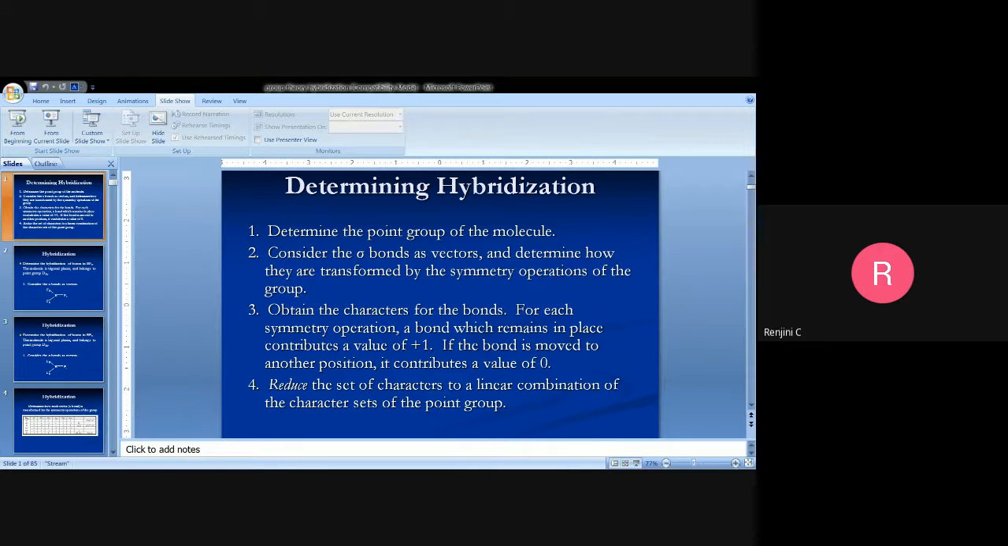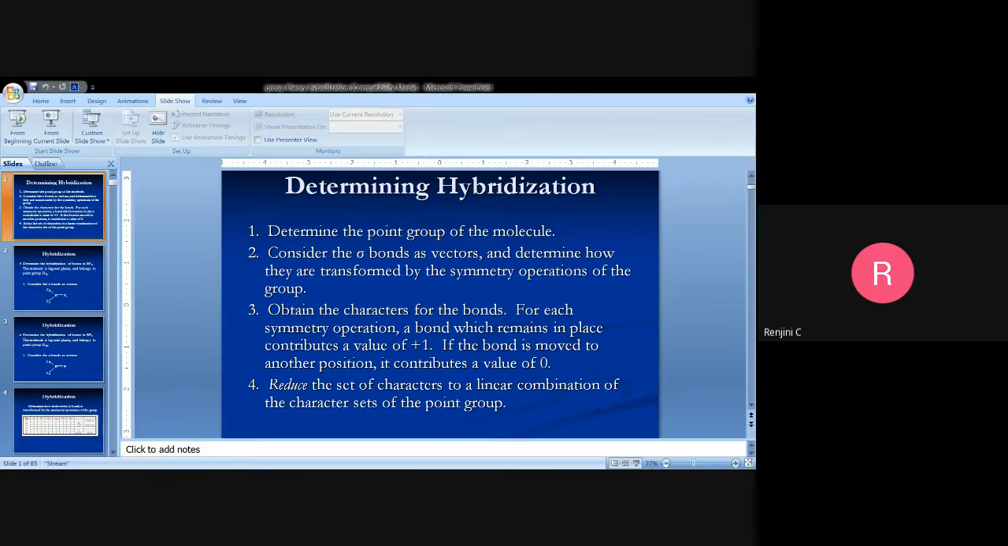Today, we are going to study how to determine the hybridization of the central atom of a molecule using group theory. So, we can move on to the topic, that is determination of the hybridization of the central atom of a molecule using group theory. In order to find out the hybridization, first of all, we have to determine the point group of the molecule. That is, the first step is to determine the point group of the molecule.